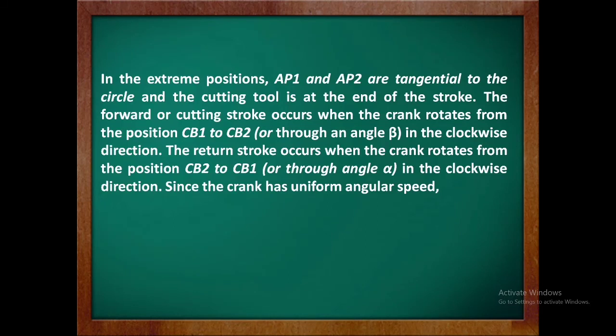In the figure, the extreme positions AP1 and AP2 are tangential to the circle, and the cutting tool is attached at the end of the stroke. The forward or cutting stroke occurs when the crank rotates from the position CB1 to CB2 through an angle beta in the clockwise direction. The return stroke occurs when the crank rotates from the position CB2 to CB1, through an angle alpha in the clockwise direction, since the crank has a uniform angular speed.